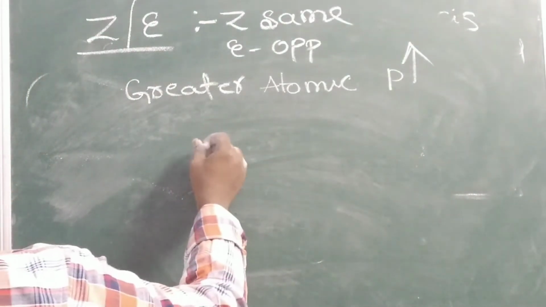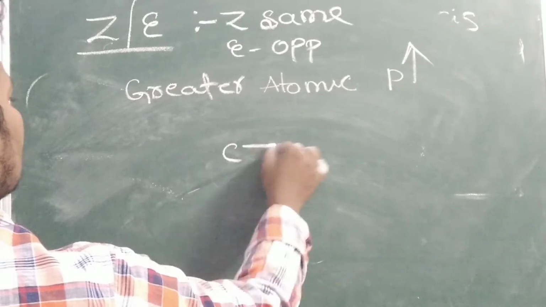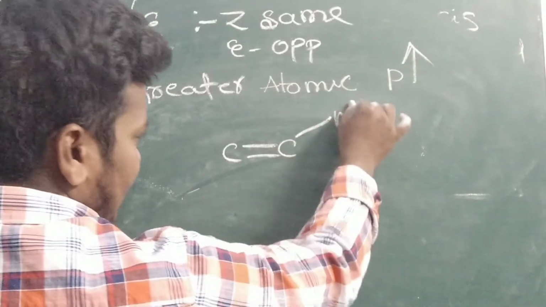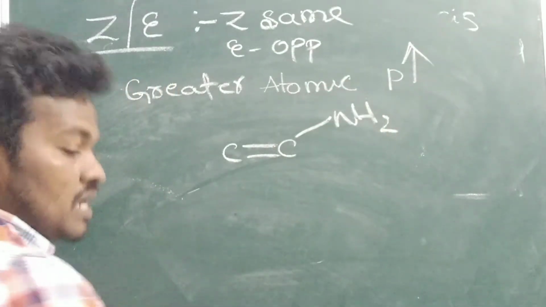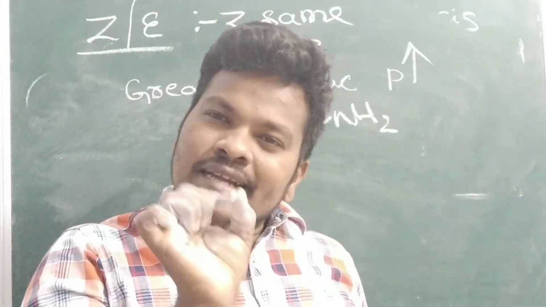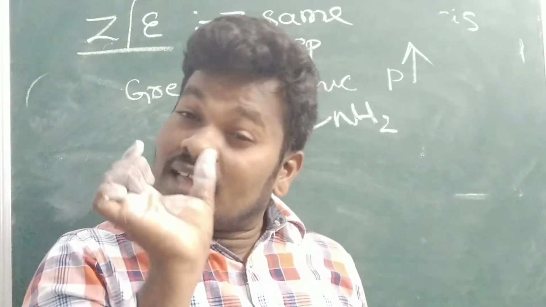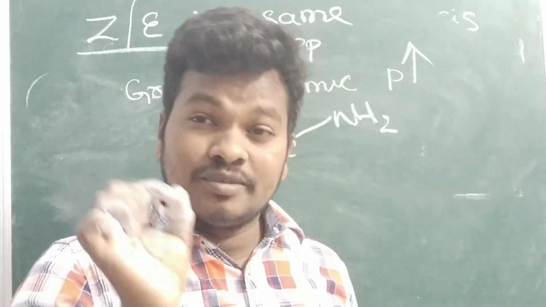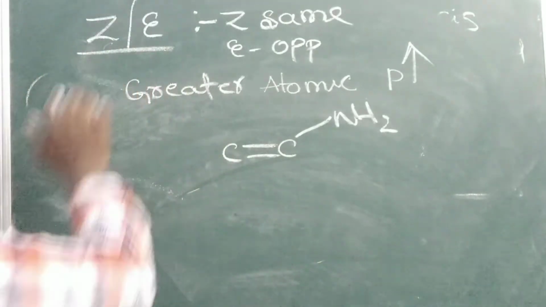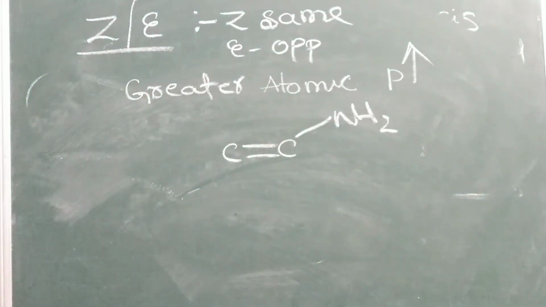So here you can see carbon to carbon, NH2 is there. By that means what? You can say in another way also: same priority groups are presented on the same side. That is called, you can call it, a Z isomer.